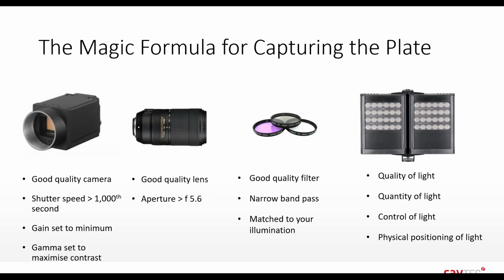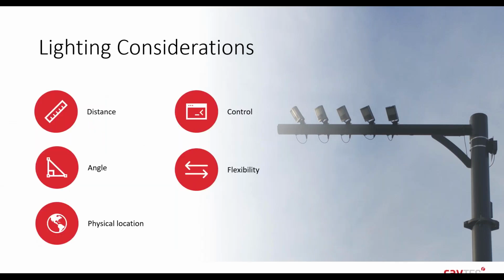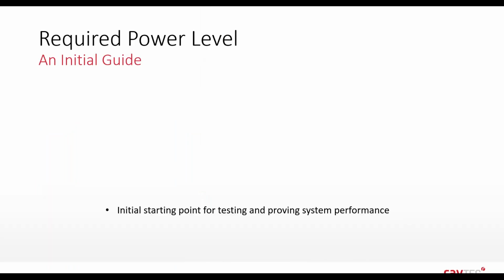So if we apply the magic formula for the camera, lens and filter setup, which we discussed earlier, and we apply those initial lighting considerations that we discussed, so you've chosen your wavelength and your lighting mode, and you've considered the site and application-specific requirements, so distance, angle, physical location, required control features, and so on, you then need to select the power or the size of the illuminator which you require, which effectively means you need to decide how much power to put on scene.